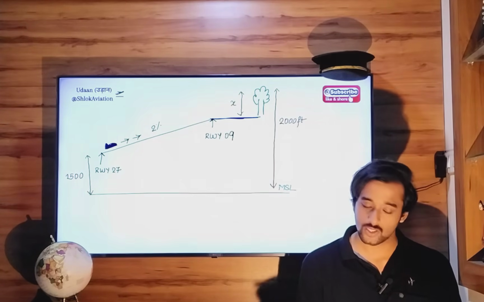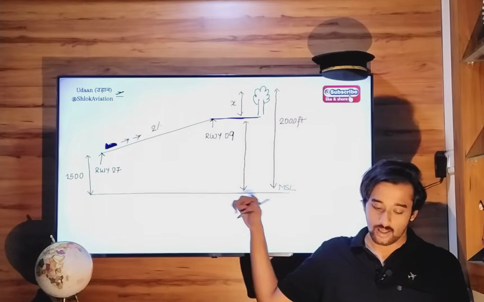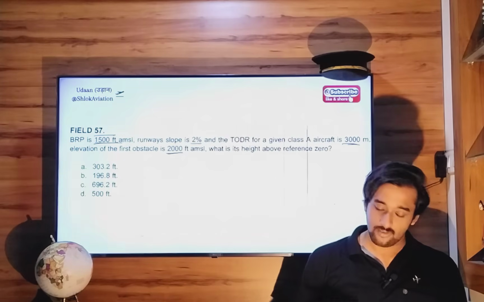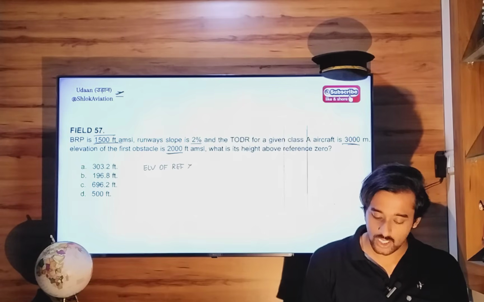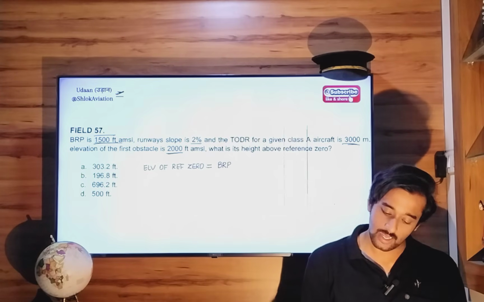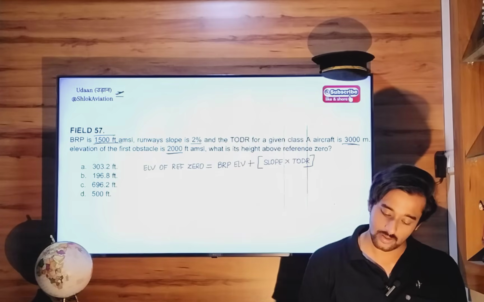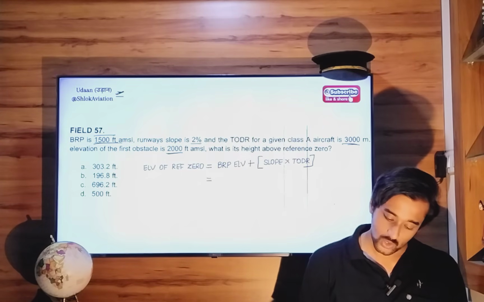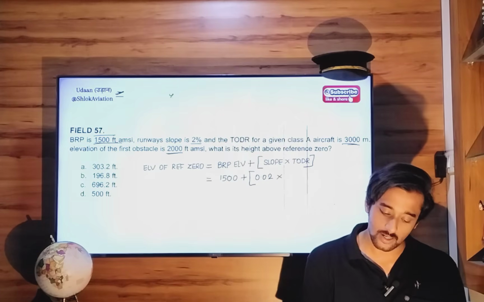To find this x distance, we must know the elevation of this reference 0 from mean sea level. What is the formula for that? Elevation of that reference 0 equals brake release point elevation plus slope into takeoff distance required. So 1500 feet, slope is 2%, so 0.02. Takeoff distance required is 3000 meter.